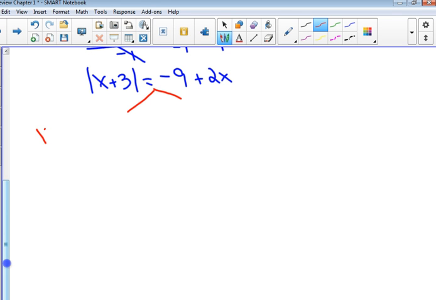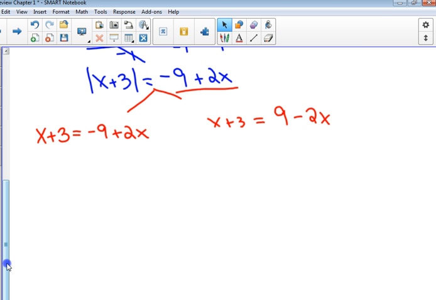Then go from here to these. Case 1 is going to stay the same. In case 2, we have two things to change. Make sure you change both of these. So it's going to be equaling a positive 9 and a minus 2x. Good so far? Okay. Right, so just solve these like normal. You got to get all the x's to one side, constants to the other.